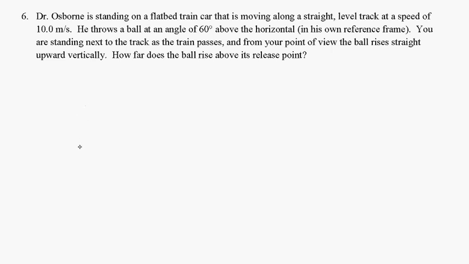Okay, here's what we need to know about this problem. There's the train, there's Osborne, and this thing is moving at 10 meters per second. So the velocity of the train with respect to the ground is, we're just going to say, 10 i hat. Okay, so x, y, no problem.